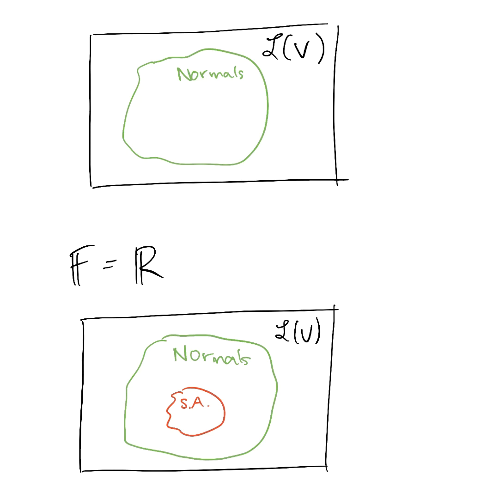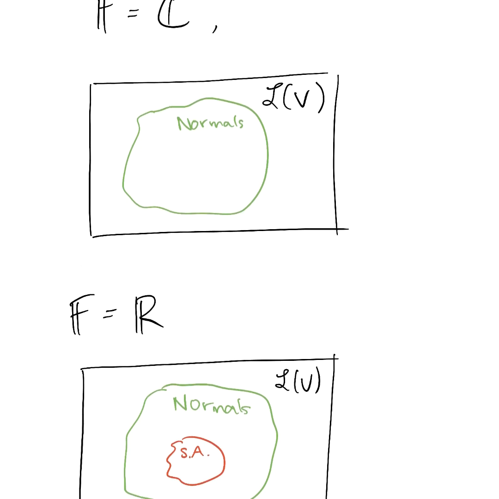For us, nice when F is R means self-adjoint. Nice when F is C means normal. All right, we got it.